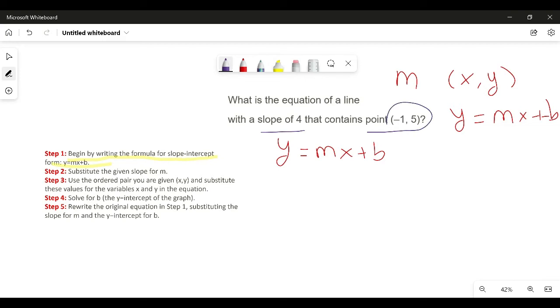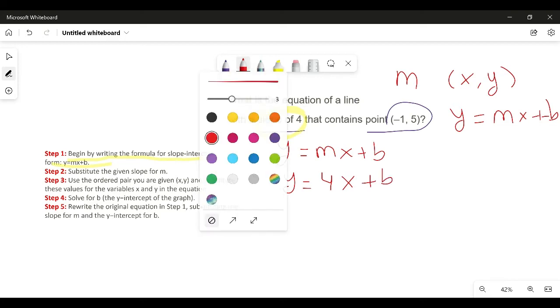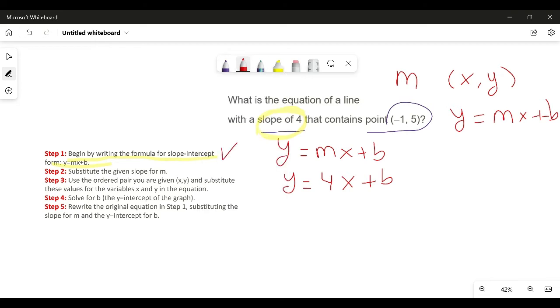Okay, so we already did step 1. Let's read step 2. Step 2, substitute the given slope for m. I have m. What is m? The slope, 4. So I am going to substitute: y equal 4x plus b. Okay, let's write check. I did step 1. Now step 2, I did it.